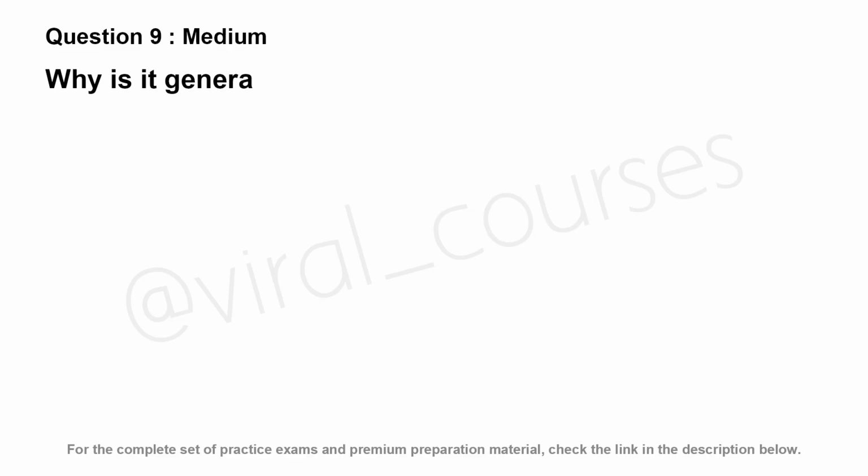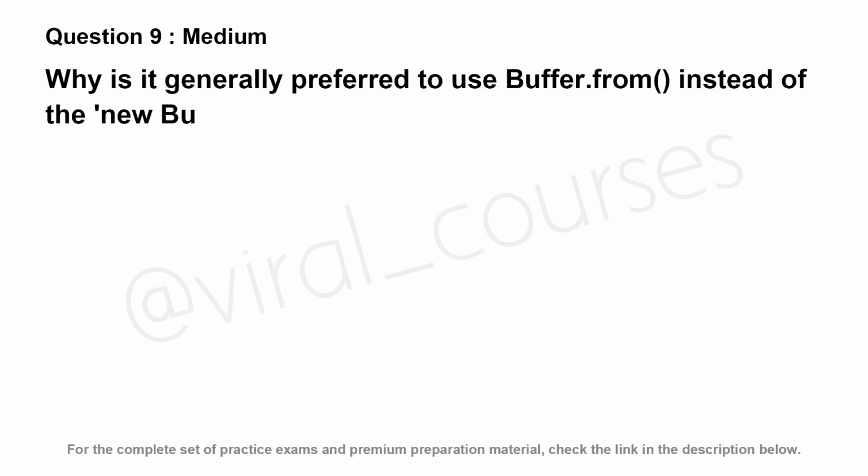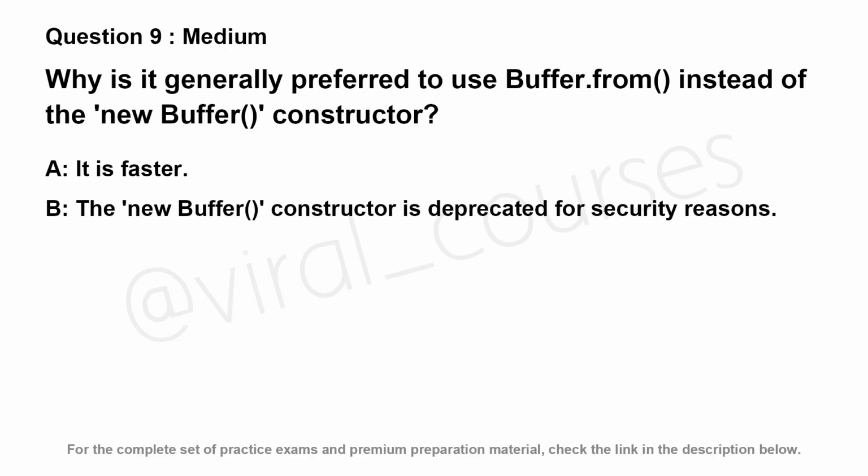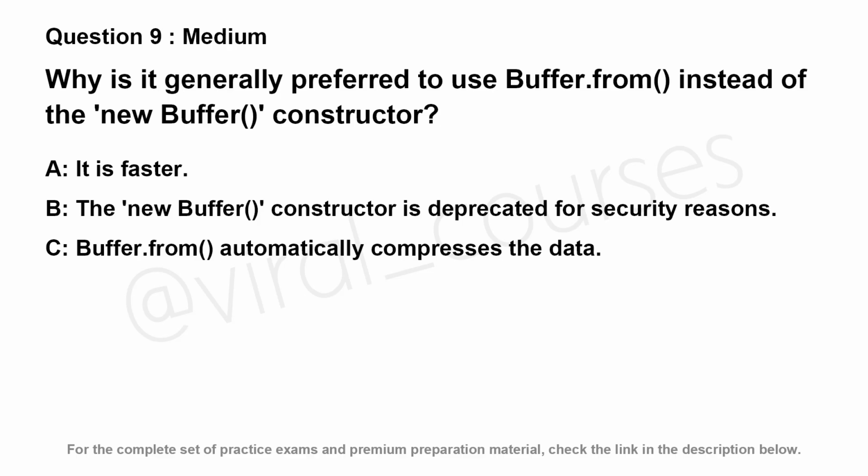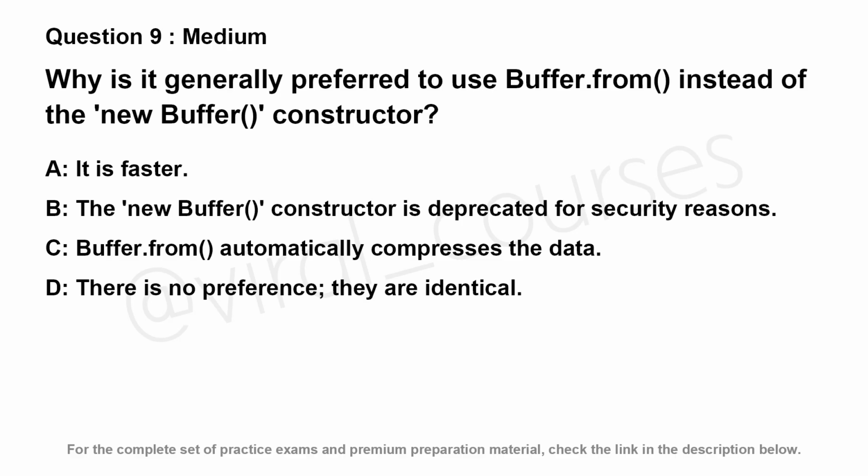Why is it generally preferred to use Buffer.from instead of the new Buffer constructor? Option A, it is faster. Option B, the new Buffer constructor is deprecated for security reasons. Option C, Buffer.from automatically compresses the data. Option D, there is no preference. They are identical.